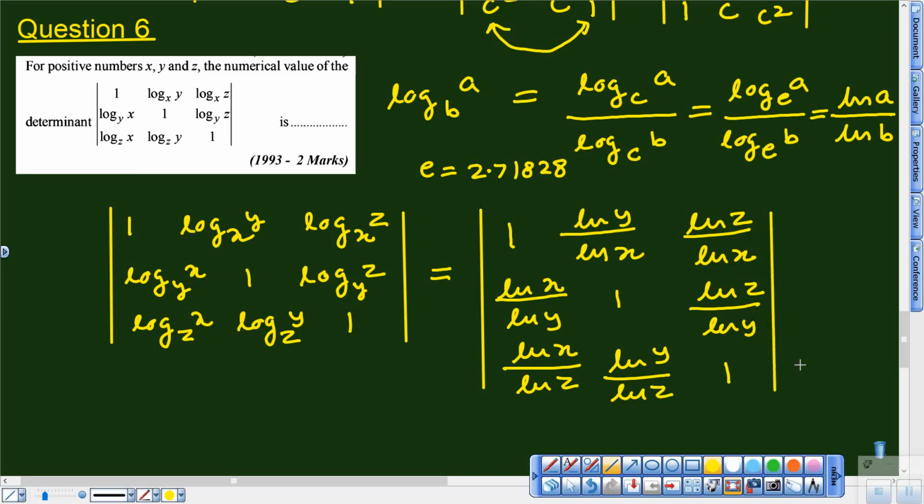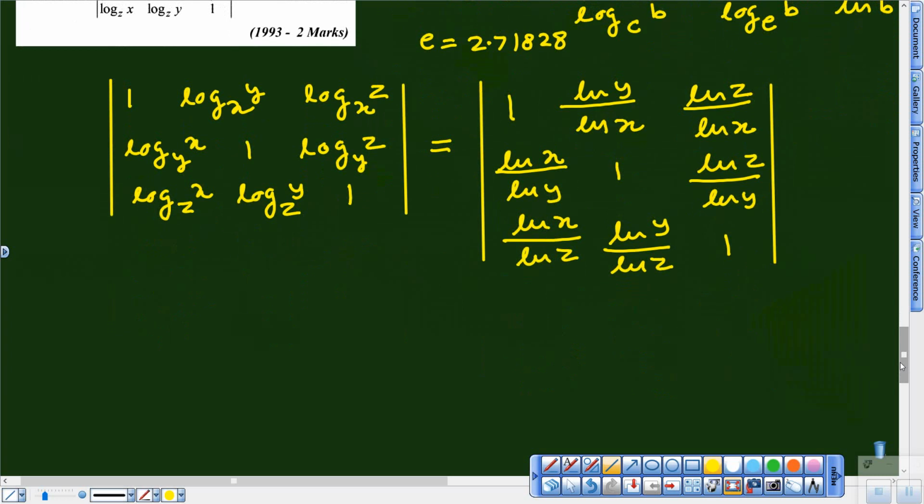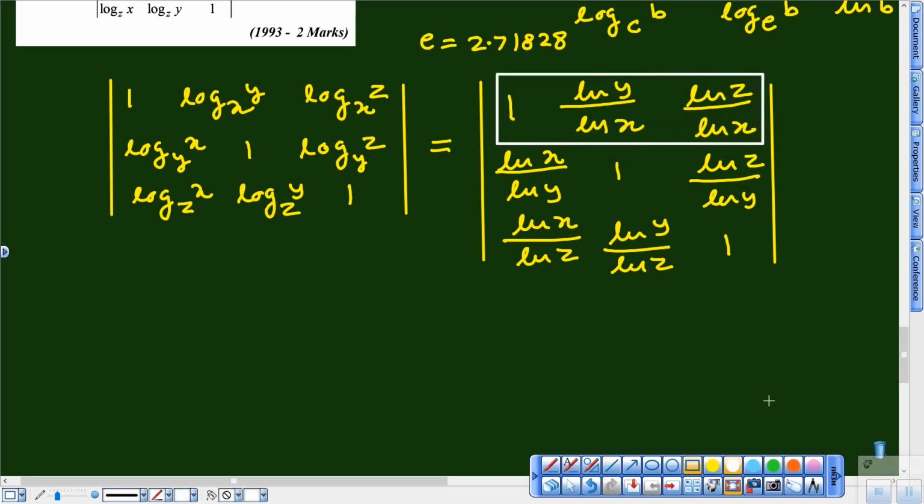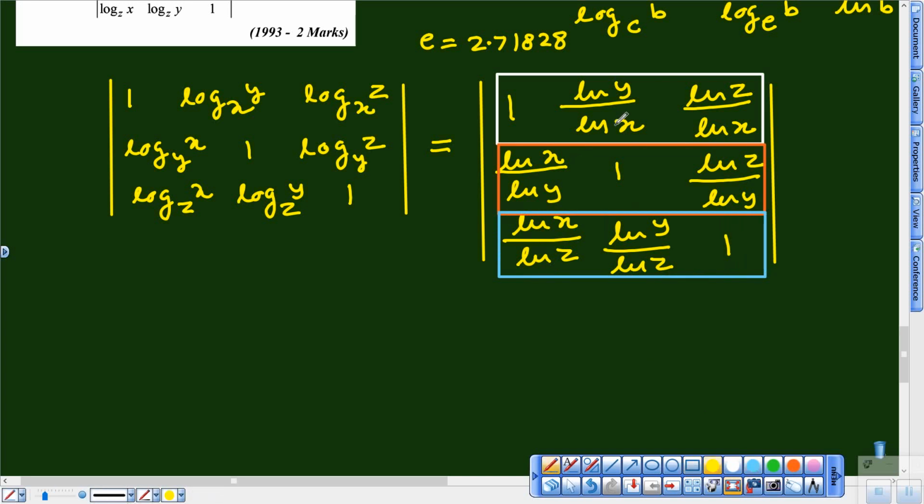Now you can see that I use the property which I used in the previous question, that is any number can be taken common from any row and any column. I take three in one go itself. From row 1, I am going to take common 1 by ln x. From row 2, I am going to take common 1 by ln y. And from row 3, I am going to take common 1 by ln z.